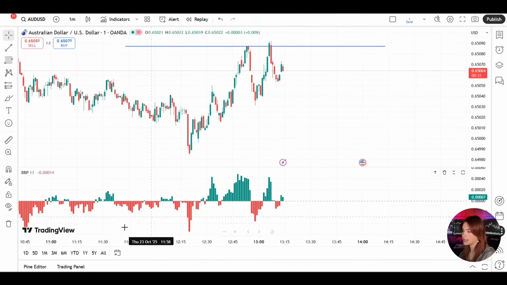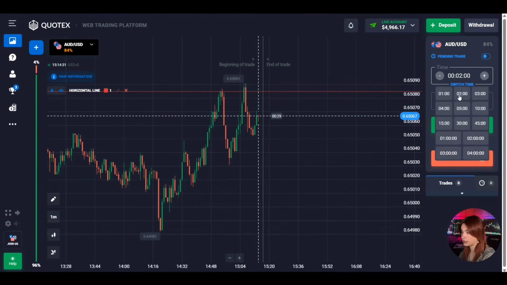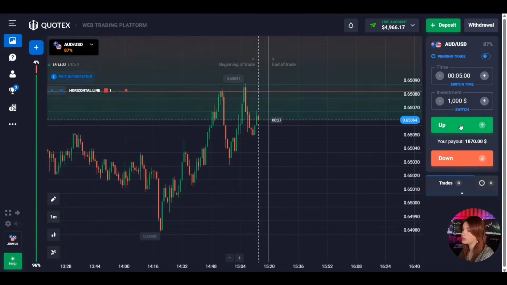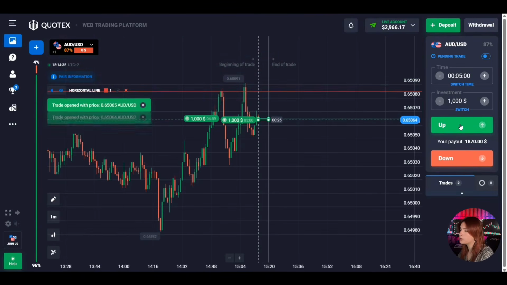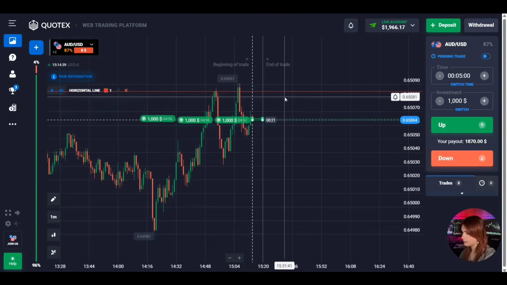So in this case, I suggest opening a 5-minute deal to go up. This is also in line with the uptrend. The price is likely to continue moving towards the level. We will try to profit from this movement, and I hope that 5 minutes will be sufficient for us. Guys, let's observe the price and see how our deal will close.